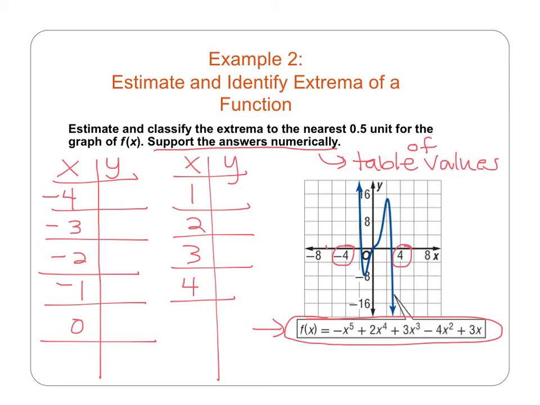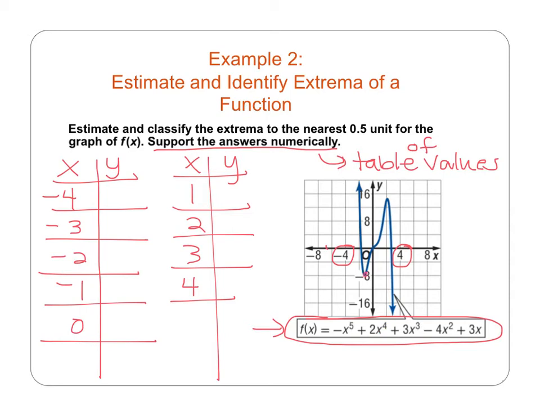And I want to look at what happens in my table to support where I think I have a relative min, max, or absolute minimum and maximum. Because my end behavior here, my left end, is pointed up towards positive infinity, and my right end is pointed towards negative infinity, we will not have an absolute extrema here.